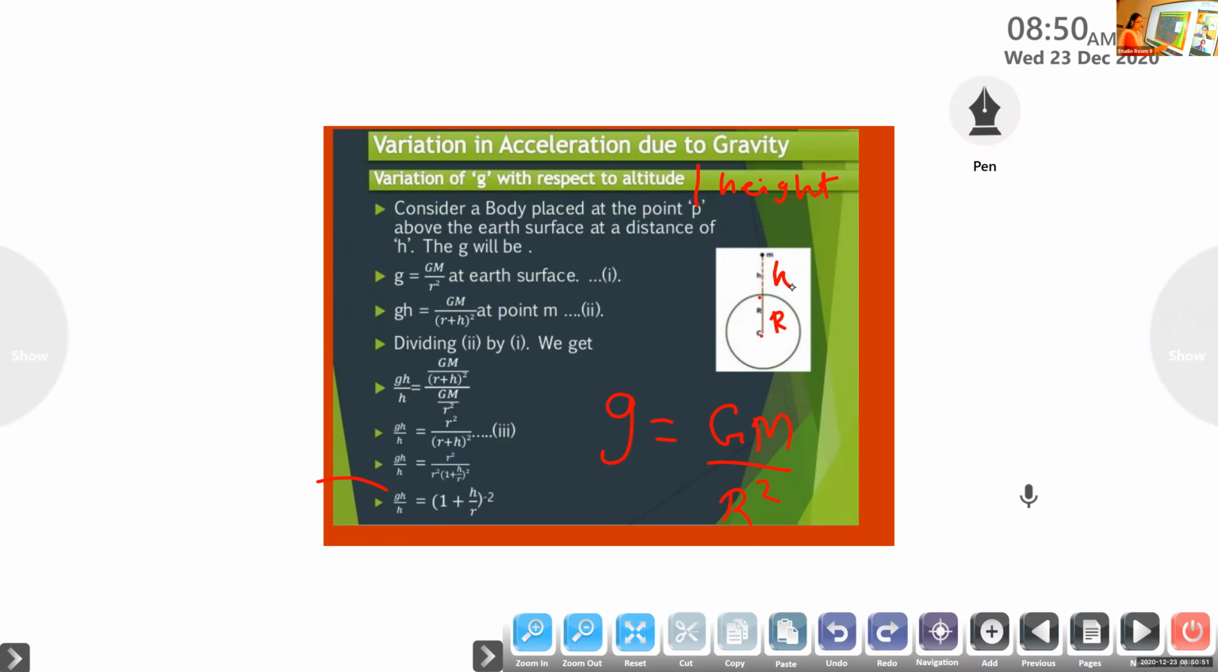In that case, we are going to find the acceleration due to gravity. So you can write the introduction part. Consider a body placed at the point P above the Earth's surface, at a distance of h.